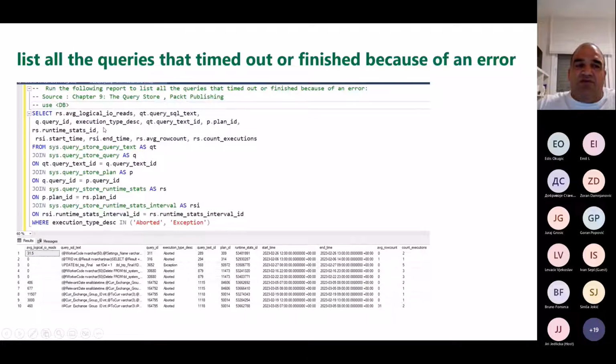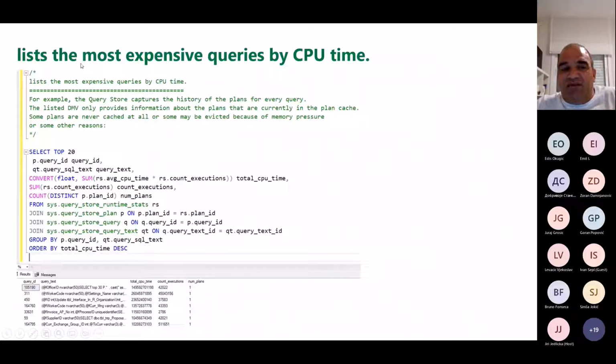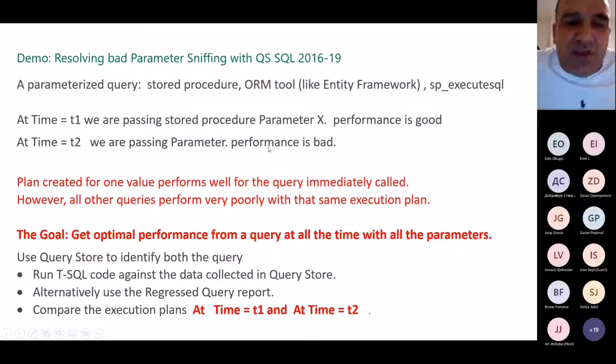If you run this query, you can, for example, list all the queries that timed out or finished because of an error. You can see it here. This is a list. This is the query which lists the most expensive queries by CPU time in your production, used per database. You can see it here. So this was a quick introduction to Query Store.